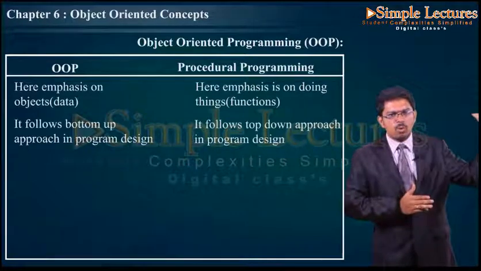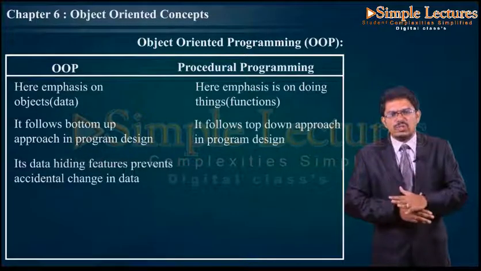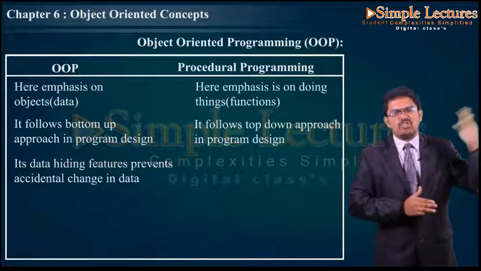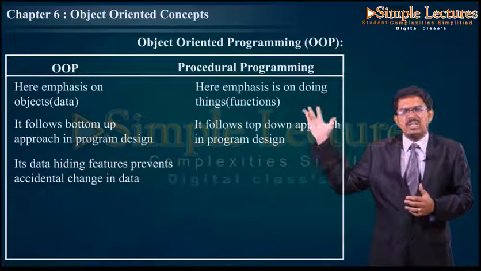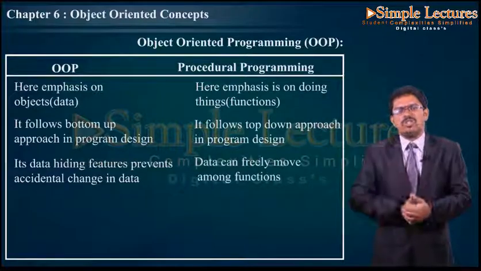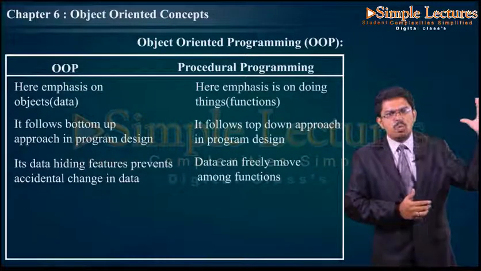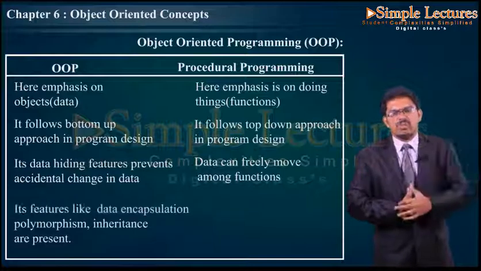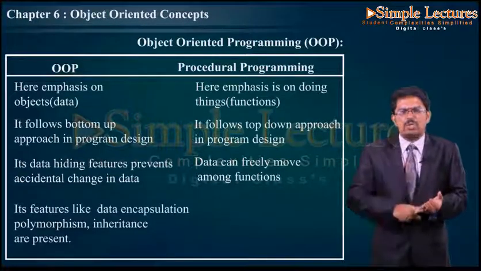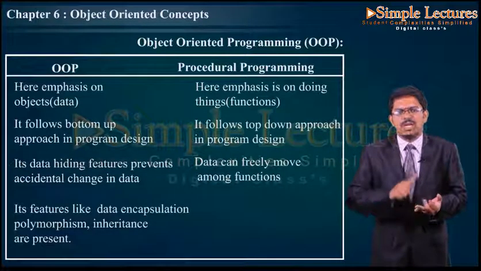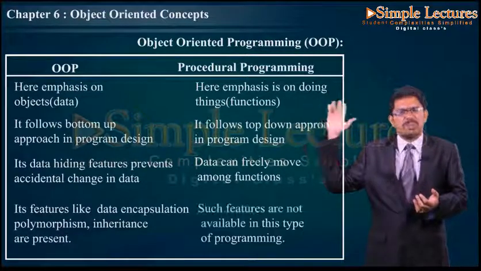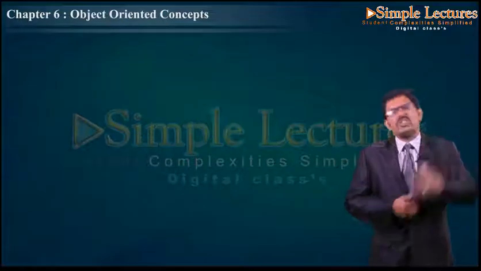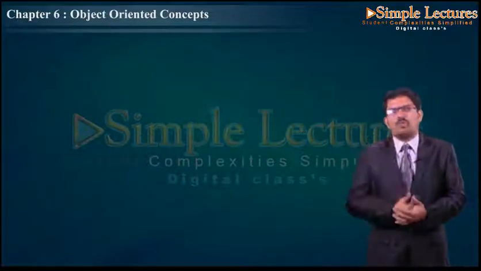In OOP, the data hiding feature prevents accidental change in the data. In procedural, data can be freely moved among the functions. In OOP, features are present such as encapsulation, polymorphism, inheritance. In procedural, there are no such features present. Now, let's discuss the basic concepts of OOPs.